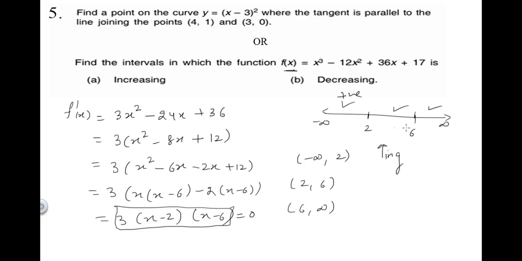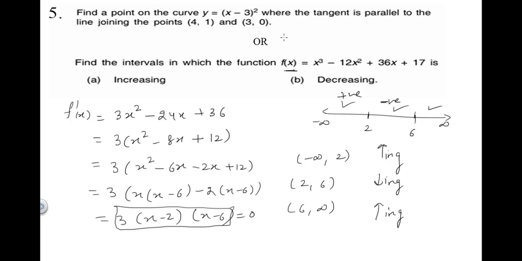From 2 to 6, if you place any value, we get it as negative, which shows it is decreasing, right? And from 6 to infinity, you place any value, you will find the answer as positive, which shows it is increasing. So it is increasing in two intervals and decreasing in which interval? 2 to 6. Clear? This is what you had to do in question number 5.